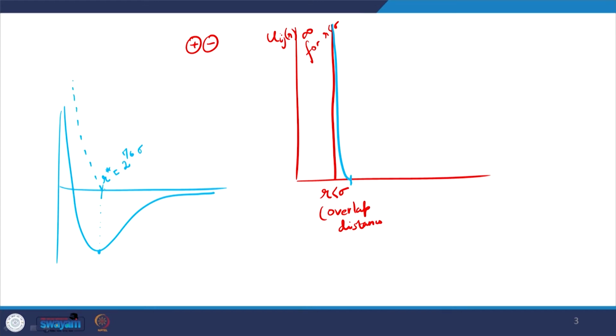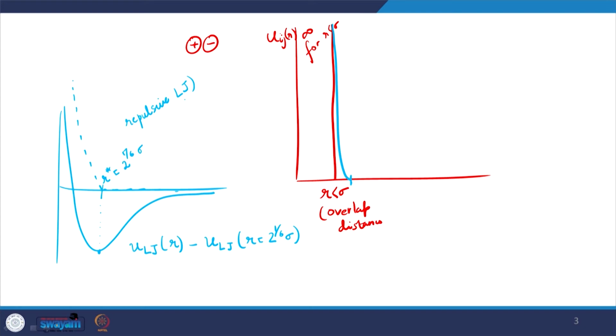The whole thing is shifted in a manner that the potential becomes 0 at r star, and this can be done by taking my standard u_LJ(r) minus u_LJ at r equal to 2 to the power 1/6 sigma, and this is what is known as the repulsive LJ potential. And clearly beyond r star, we say that the interactions are 0. This repulsive LJ interaction is 0.